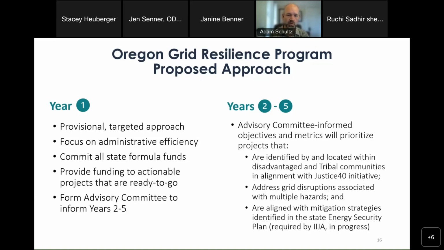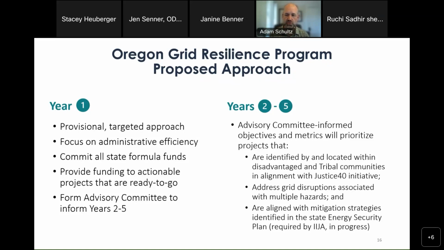So instead, for year one, here's what we're focused on. Administrative efficiency, not just for ODOE, but also for our applicants. We're seeking to invest in actionable utility projects that are ready to go. And we're looking to commit all of Oregon's allocated funds so we leave nothing on the table. Otherwise, US DOE can recapture those funds and have them go to other states. And then importantly, also taking the time in year one, and we try to lay out a thoughtful approach in the narrative, to convene stakeholders to inform a more robust, nuanced approach for years 2 through 5.